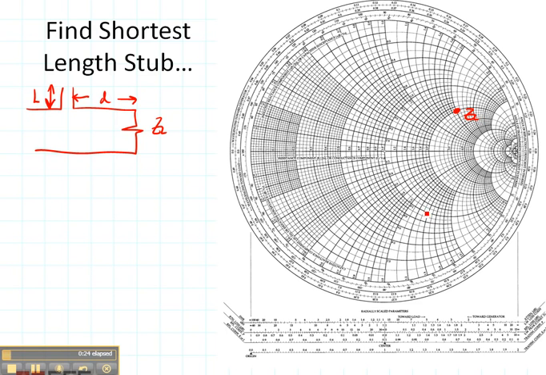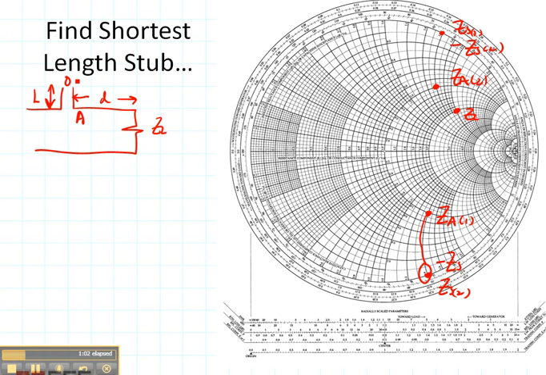Remember, there were two possible choices here and here for the value that we could have at A. So let's say this is ZA1 and this is ZA2. They're both viable possibilities. In the case of ZA1, we would read off this value, which would be minus Z of the stub. So Z of the stub would be up here. In the case of ZA2, we would read off minus Z of the stub 2, and Z of the stub 2 would be down here, right there.